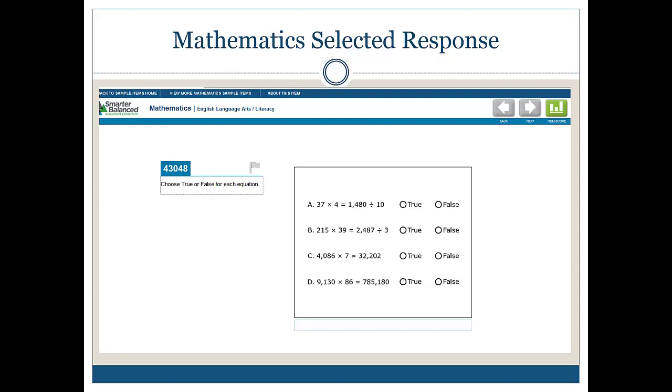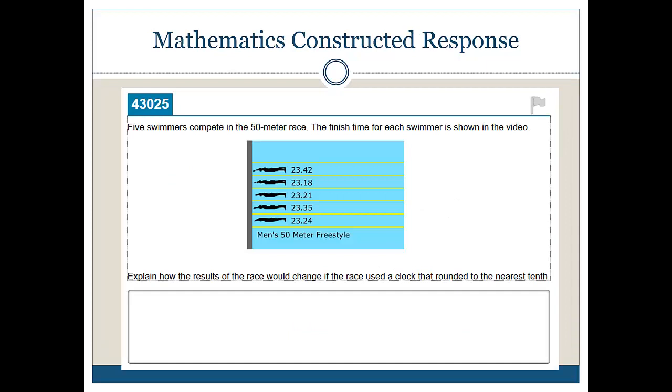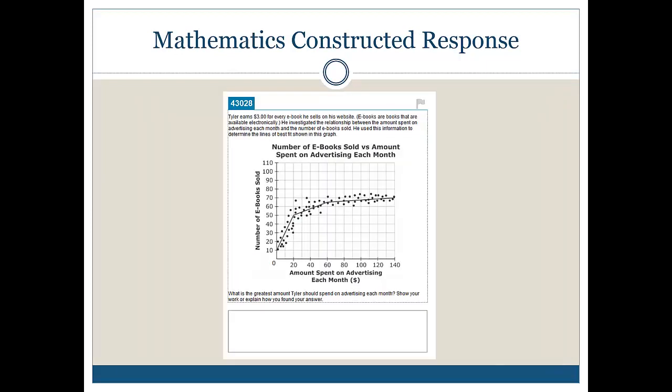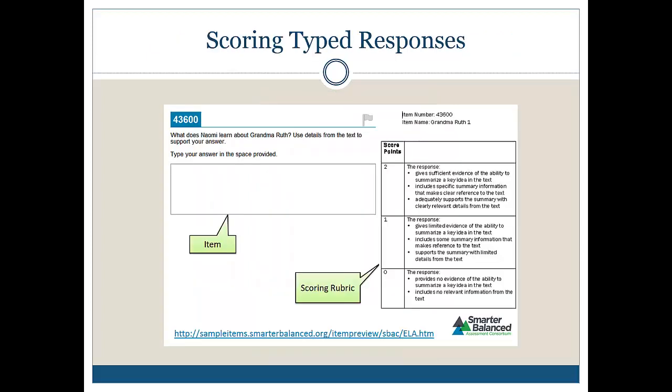Here is a sample selected response item for mathematics. This is a constructed response item. And yet another constructed response item for mathematics. Constructed and performance response items will be scored by a person rather than computer.